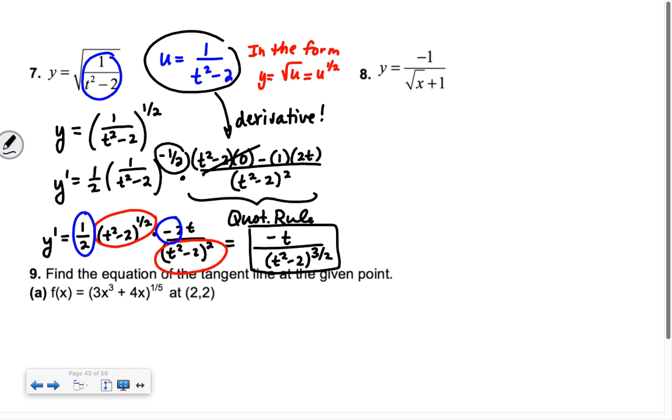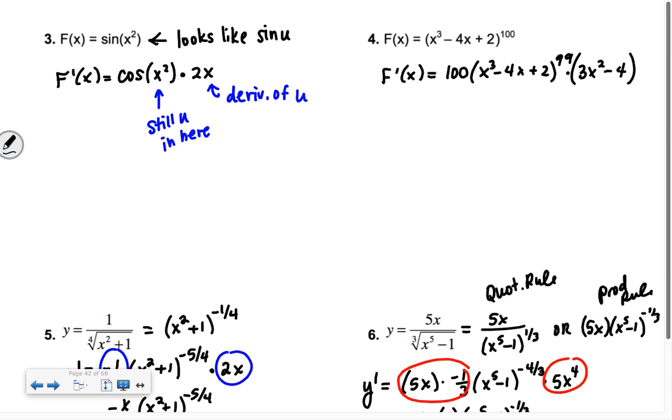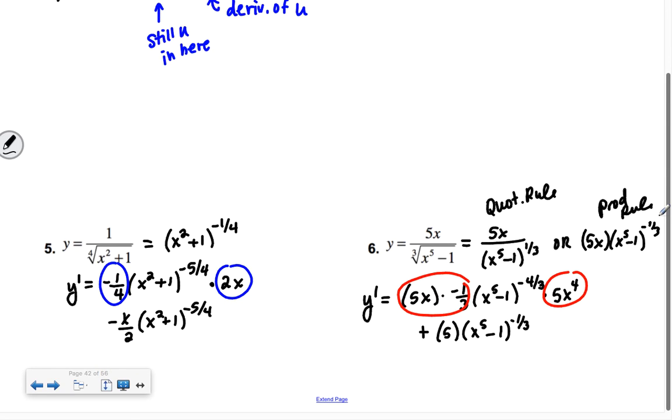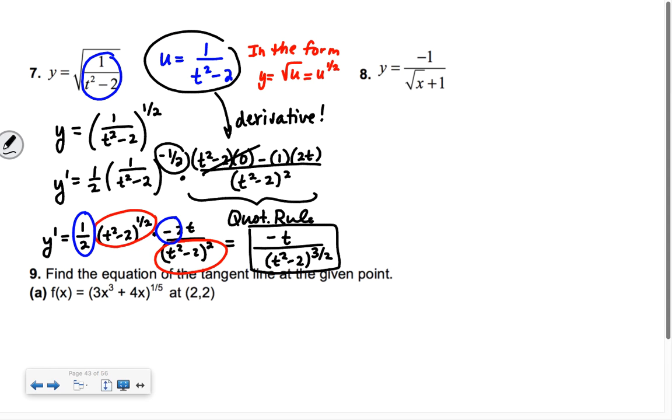Yeah? So why didn't you have to use the quotient rule for 5, but you did for this one? Why you did and didn't have to use the quotient rule. Because the u for number 5 was x squared plus 1, so it doesn't involve a quotient. But the u for number 7 is 1 over t squared minus 2, so it's a quotient.